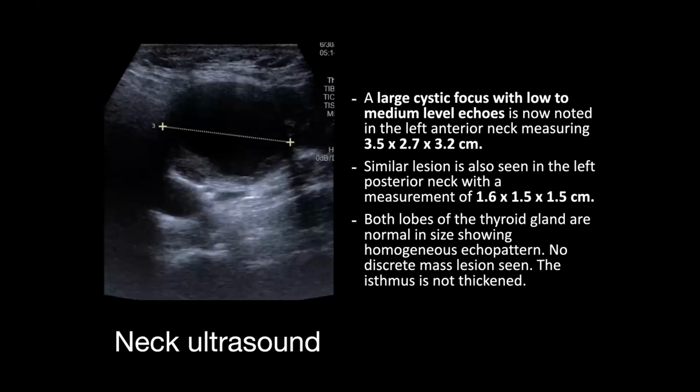A repeat neck ultrasound was performed, showing a large cystic focus with low to high medium level echoes, noted in the left anterior neck, measuring 3.5 by 2.7 by 3.2 centimeters. A similar lesion is also seen in the left posterior neck with a measurement of 1.6 by 1.5 by 1.5 centimeters. The thyroid gland was unremarkable.